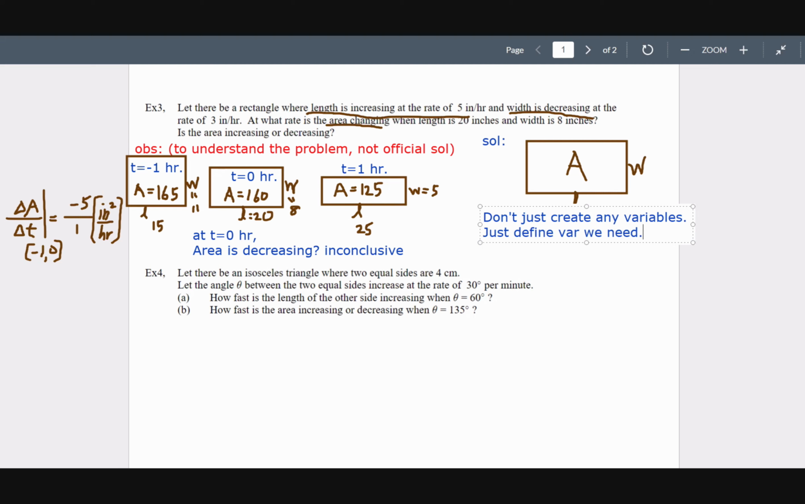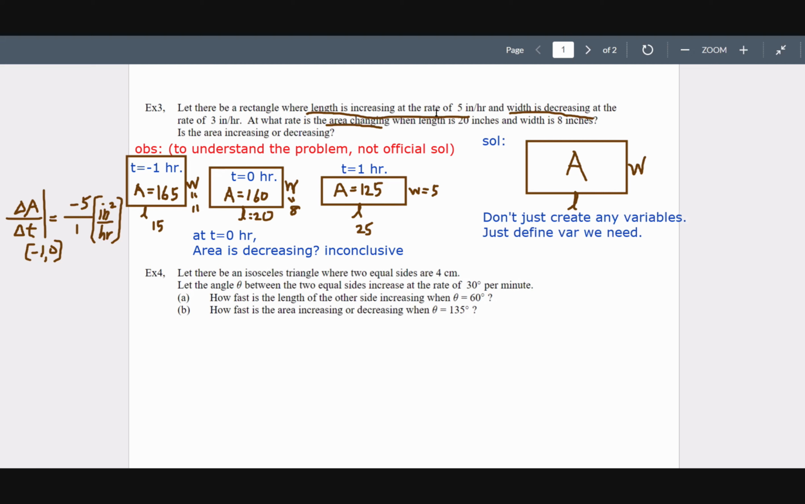All right. So you see a picture and then you start writing formulas. Well, don't do that. We don't know whether we need the surface area or the volume or the perimeter. Sometimes we need the angle. If you look at example 4, we actually need the angle. So we don't know what variables we need. Just define the variables we need. Don't just create any variables. That will be the beginning of a mistake. So in this case, we have that.